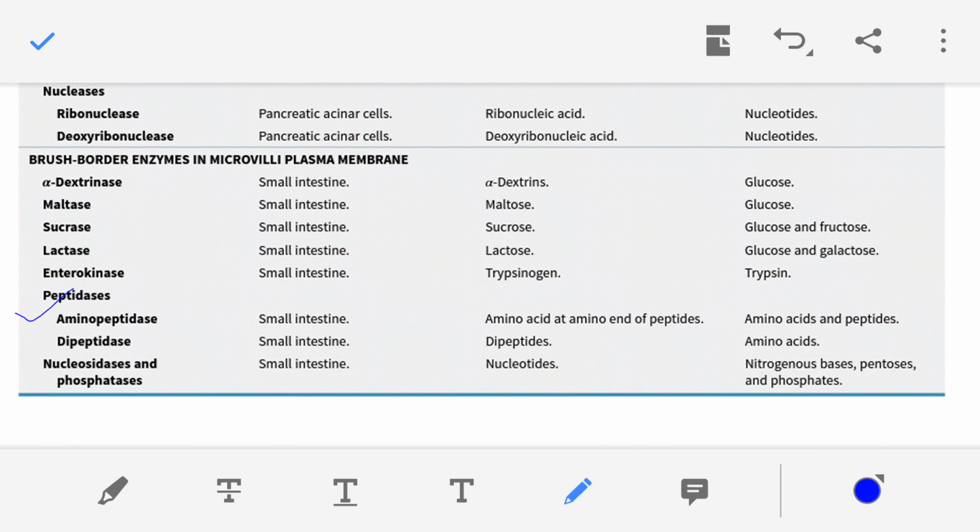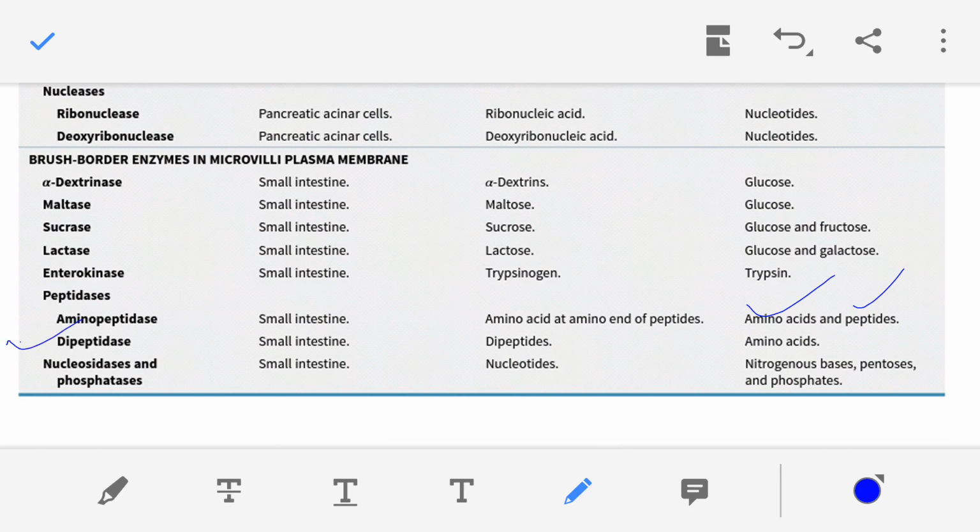Then peptidases. Aminopeptidase breaks the bond in the polypeptide at the amino end. Amino end means the NH2 end, where the amino group is present. So aminopeptidase breaks that peptide bond, and the terminal amino acid, where the NH2 group is there, is released. Okay, so there is a formation of amino acid and peptide.